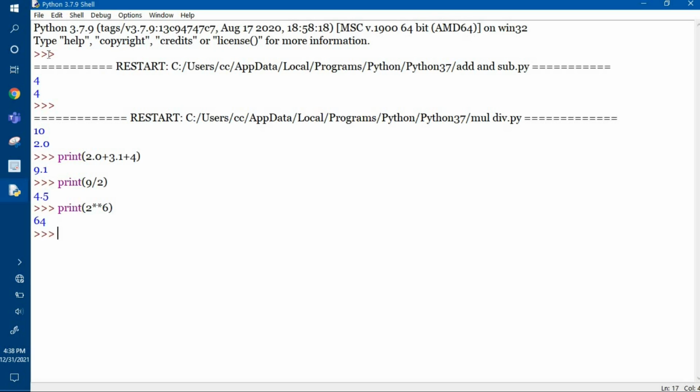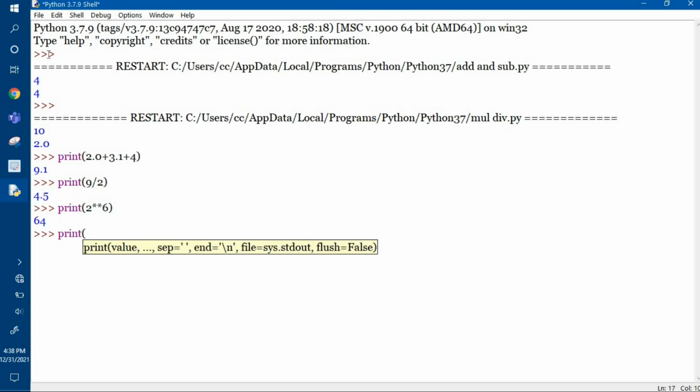So I hope the difference is clear between single asterisk and double asterisk. Single asterisk is used for multiplication, double asterisk is used for exponentiation. Let us do one more operation, a little bit long one.